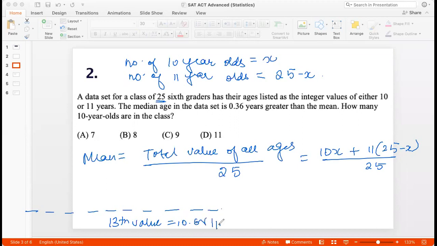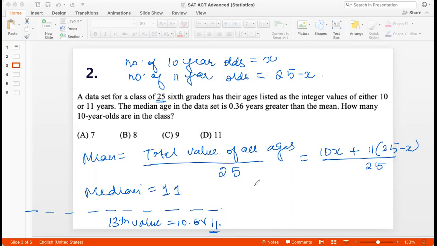Now, obviously, the mean would be something that includes both part of the 10-year-olds and the 11-year-olds. So for the median to be greater than the mean, it would have to be 11, right? Because the mean would also be influenced by the 10-year-olds. So the mean could be less in that case. So by that logic, the median has to be 11. It can't be 10, right?